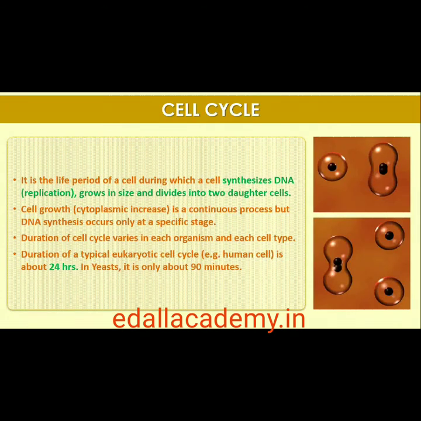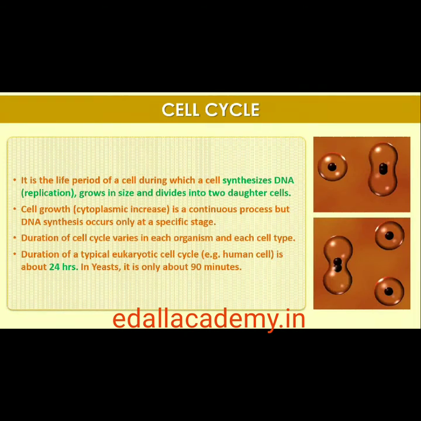The sequence of events by which a cell duplicates its genome, synthesizes the other constituents of the cell and eventually divides into two daughter cells is termed cell cycle. Although cell growth, in terms of cytoplasmic increase, is a continuous process, DNA synthesis occurs only during one specific stage in the cell cycle. The replicated chromosomes, DNA, are then distributed to daughter nuclei by a complex series of events during cell division. These events are themselves under genetic control.